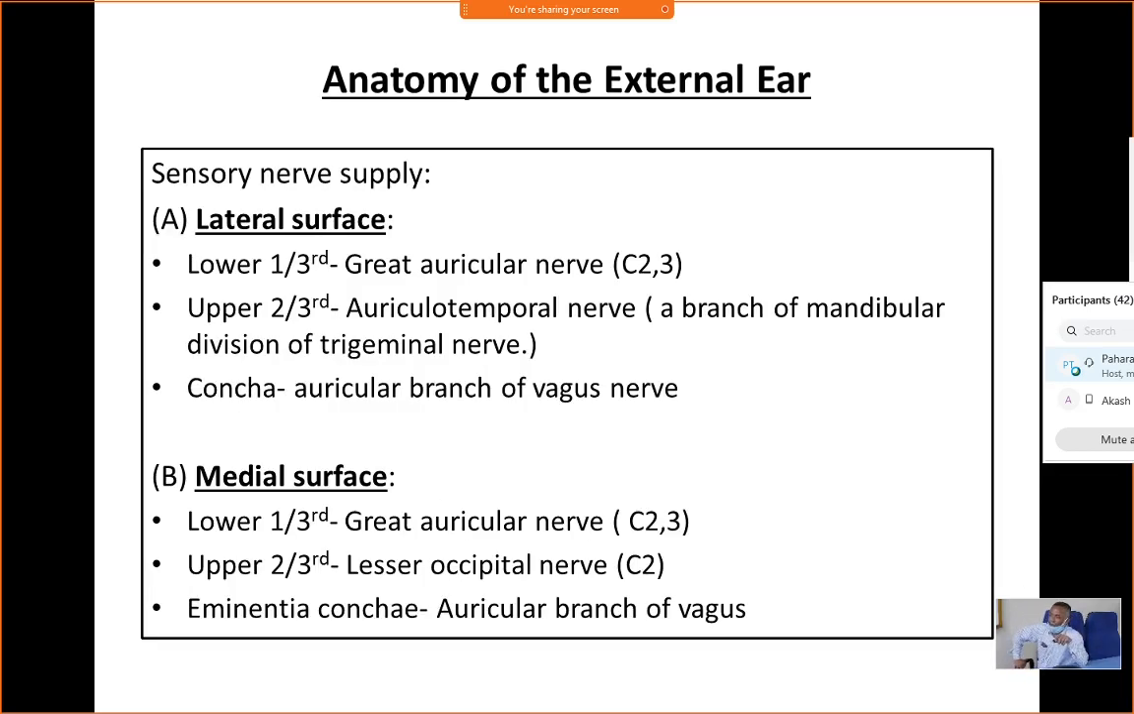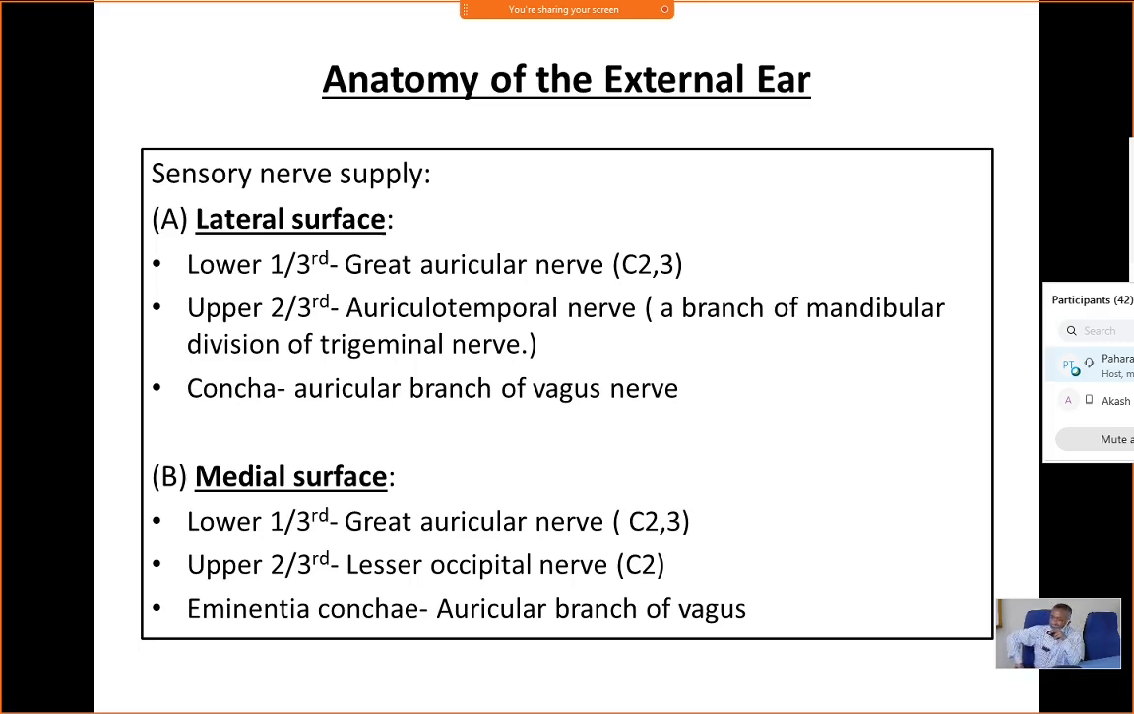Then the medial surface, meaning the surface towards the skull. The lower one third is supplied by the great auricular nerve, same as the lateral surface. The upper two thirds are supplied by the lesser occipital nerve. On the lateral surface it is the auriculotemporal branch of the mandibular division, but here it is the lesser occipital nerve.